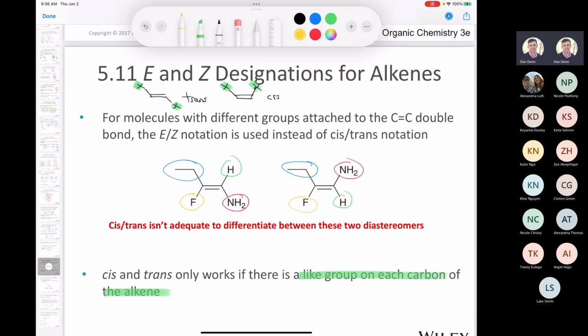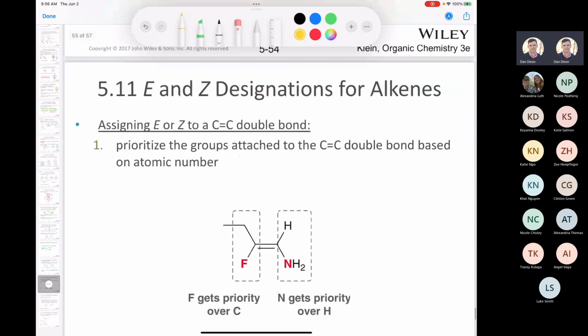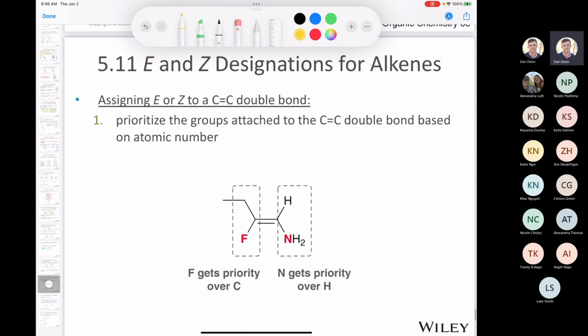Well, good news is you can apply the Cahn-Ingold-Prelog rules in order to designate a compound as being E or Z. Here's how we do it. In order to assign a double bond as being E or Z, what we do is we prioritize the groups on the carbon-carbon double bond based on their atomic number.